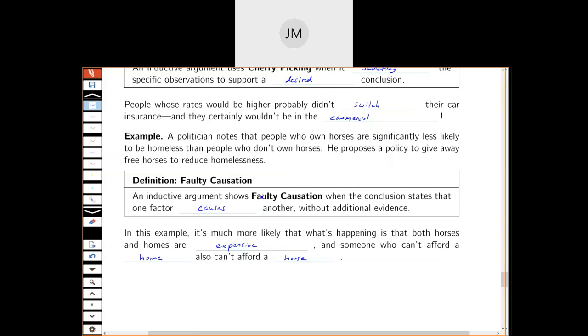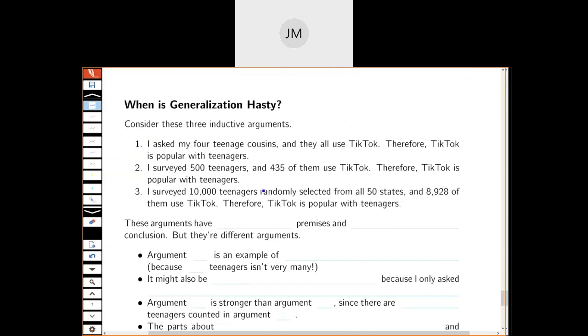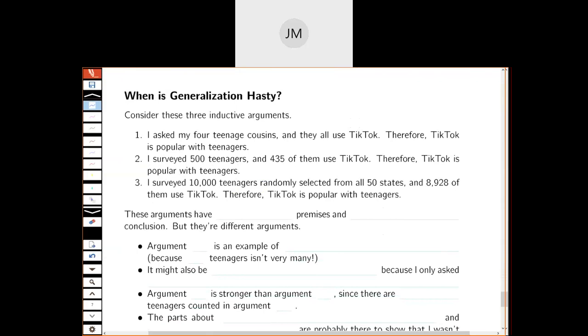Okay. So all right, let's look at these in a little bit more detail. Hasty generalization was a little bit tough because we said the problem is you picked a small number and we didn't really say what a small number was. 2 was small, but we didn't say how big is enough. So let's look at these 3 examples. I asked my 4 teenage cousins, and they all use TikTok. Therefore, TikTok is popular with teenagers. So that's argument number 1.